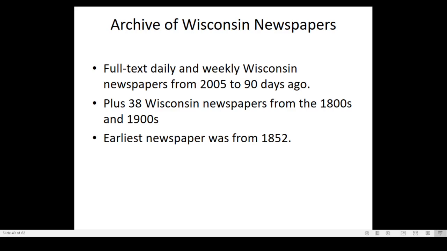So Archive of Wisconsin Newspapers, that's one of the things that's in there. And that's full text daily and weekly Wisconsin newspapers from 2005 to 90 days ago. So that's got a lot of papers in. Plus you can get 38 Wisconsin newspapers from the 1800s to the 1900s. And the earliest newspaper you'll find in there was from 1852.